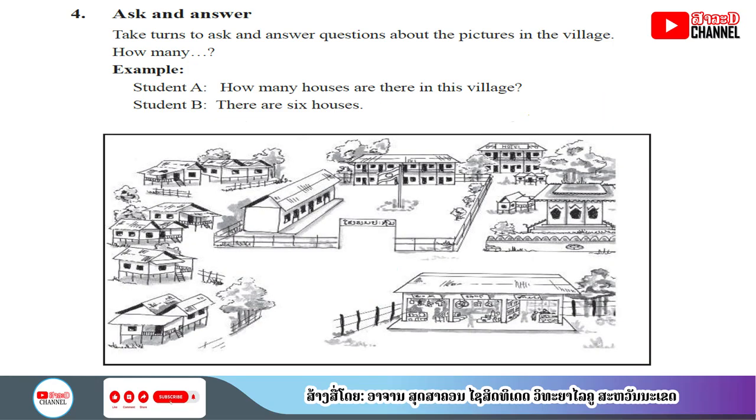Exercise 4. Ask and answer. Take turns to ask and answer questions about the pictures in the village. How many? Example. How many houses are there in this village? There are 6 houses.